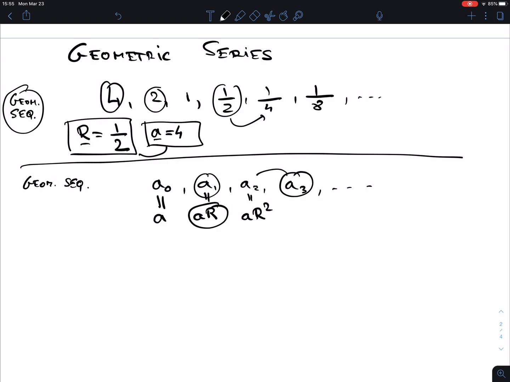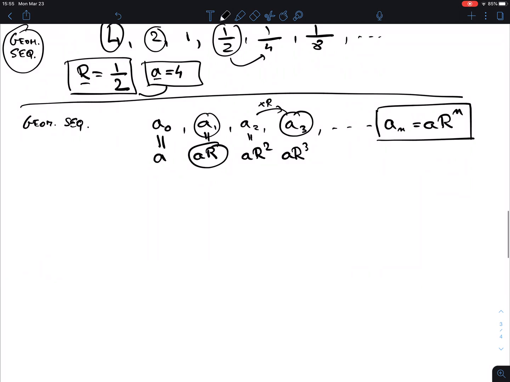And then how do you get to A3? Well, you go look at the previous one and multiply with R. And then you get this one. So this is AR squared times R, that's AR cubed. So we see that we actually get a formula here. An is AR to the power n. And that's because I started from 0. That's why in the textbook they start from 1. I don't know why, I find it confusing. It's easier to start from 0. And so this is geometric sequence.